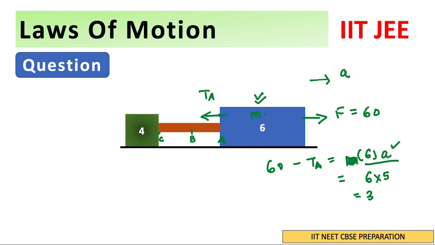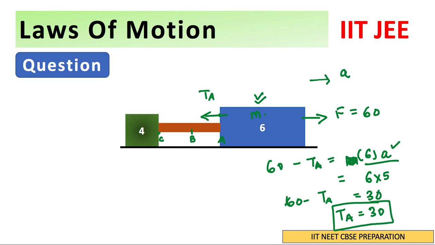So can we say that 60 minus TA is equal to 30? So now tension becomes 60 minus 30. So tension at point A becomes 30 Newton. Fine. So this is the first tension we found out.